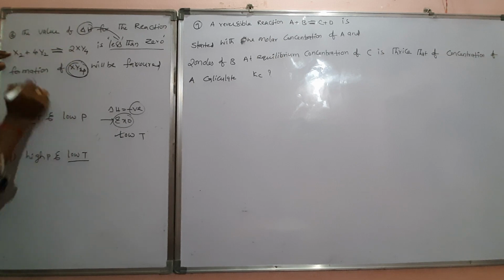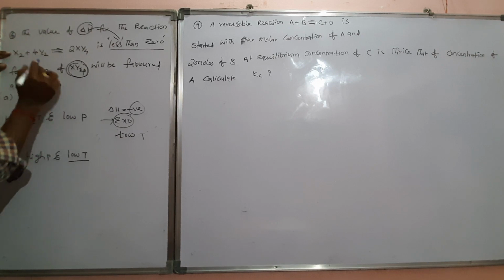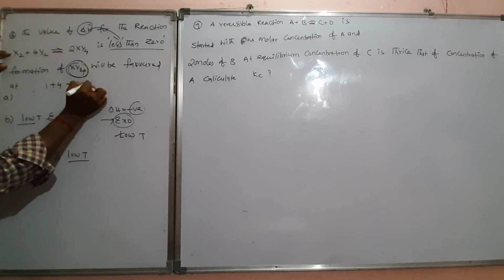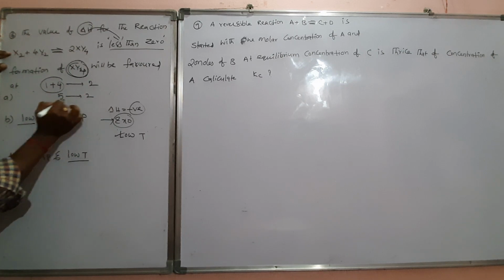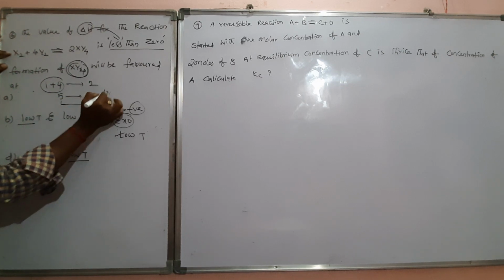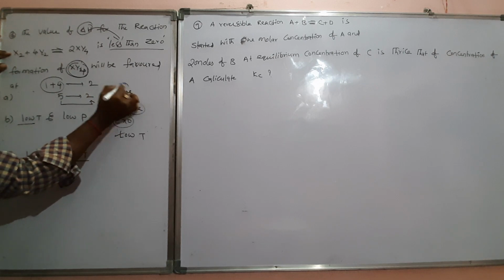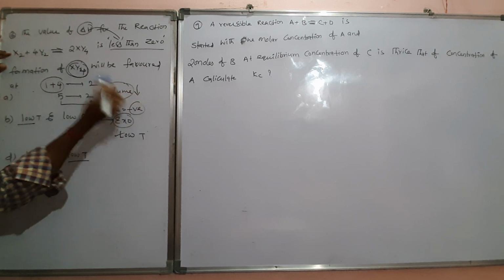Here the number of moles of X2 is 1 and the number of moles of Y2 is 4. Gives rise to what? Number of moles of 2. So here 5 moles are going to form 2 moles. Means here volume is decreasing. Volume is decreasing in the reaction. So in which case will volume be decreasing?